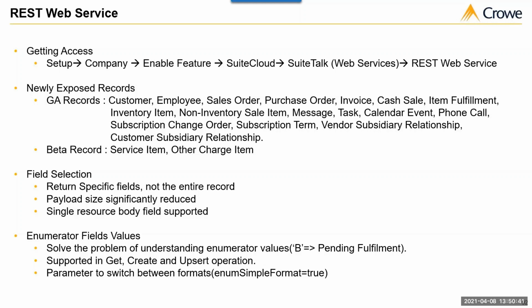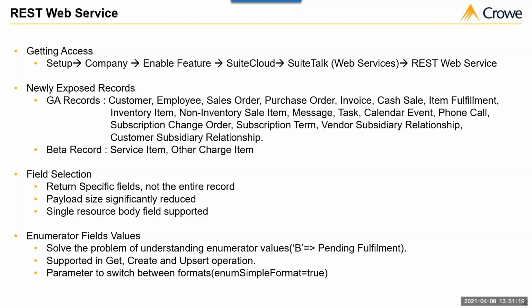And another benefit for REST web service now is the enumerator field. This is kind of a problem in NetSuite development as well, because sometimes if we want to set transaction status, we need to go to support to check what types of status they have, because they don't have directly internal IDs like 1, 2, 3 for pending fulfillment, approved, or cancelled. They have sales order A, sales order B, sales order C. So that is another benefit REST web service is providing you.